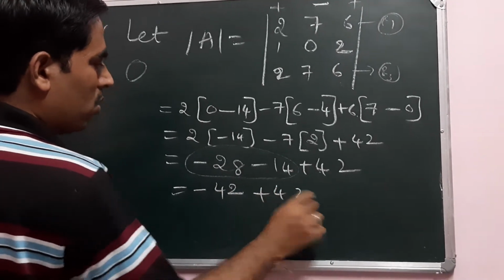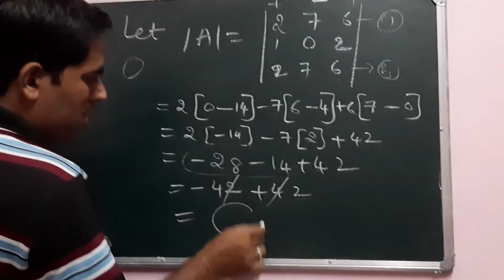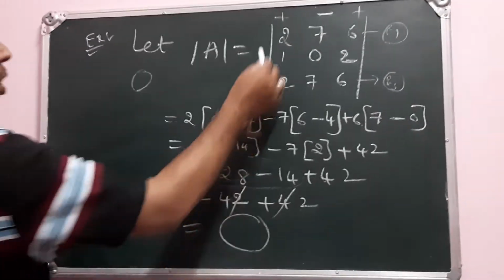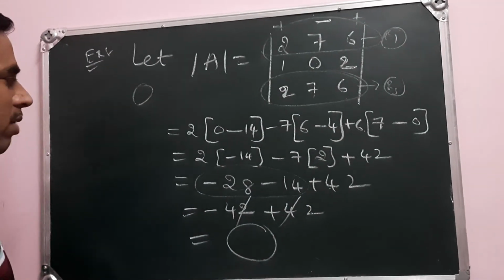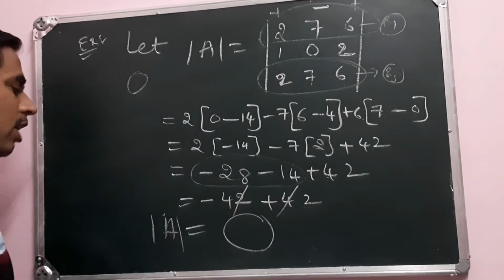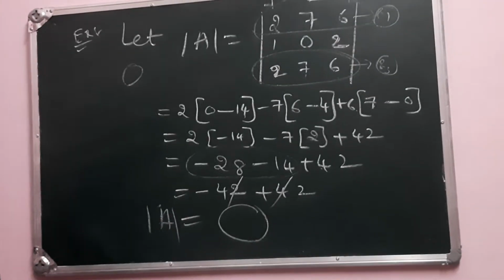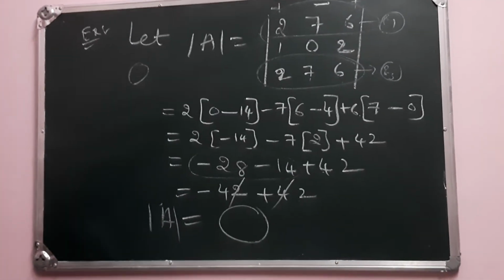See, plus 42. See, value will be 0. Okay. So because first row and third row they are same, we can write it directly. The value of the determinant is 0. So this is what the third property says. Okay, this is a very simple property.